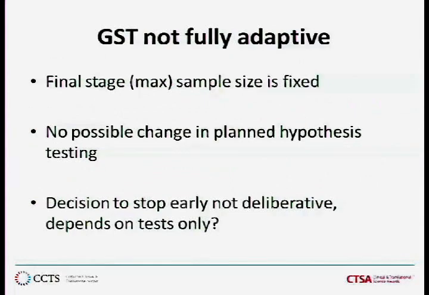The GST is not fully adaptive. Why? Because the final stage sample size is fixed ahead of time. It's not going to change. You don't get to increase the sample size. There's no possible change in the planned hypothesis testing. And the decision to stop early is not deliberative. That is, you set up the rule ahead of time, and if you got the p less than 0.002, as a significant indicator, you would stop. You wouldn't look any closer at the data to say, well, is it worthwhile moving on because there are other things we can get out of this trial?